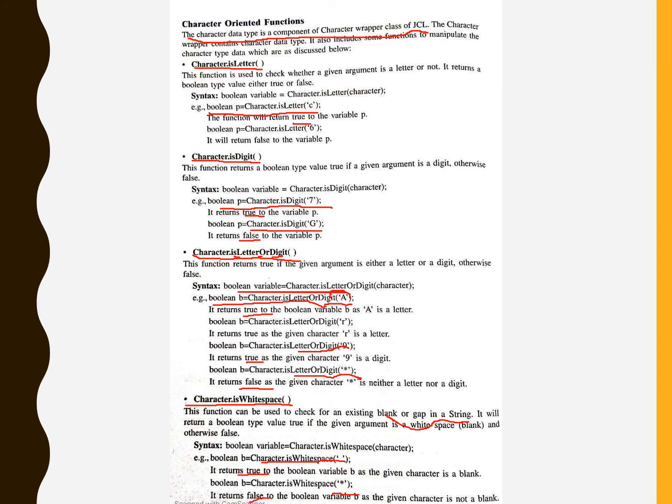So always remember the work and the return type of a function, since it helps you differentiate them. isLetter, isDigit, isLetterOrDigit, and isWhitespace return the boolean data type.